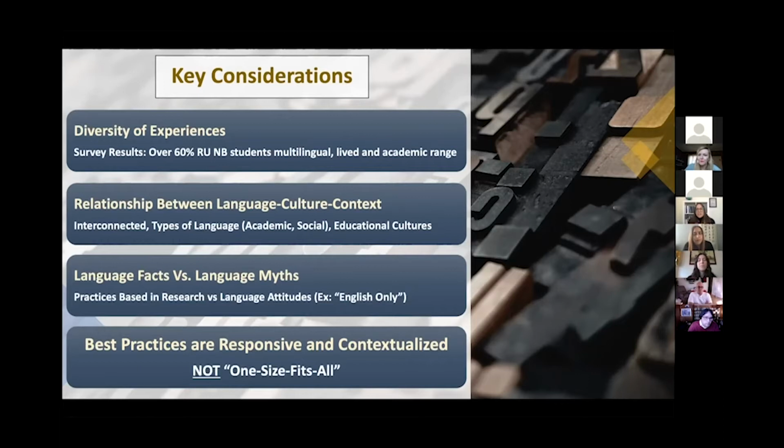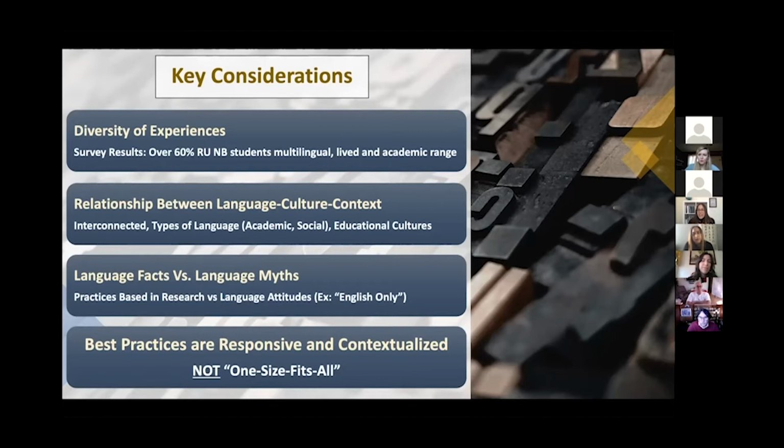So it's important to understand the background and experiences of students. For example, students new to the United States will also be new to the language of learning and the educational culture, relationships between peers, and expectations in the classroom. And I'd like to also highlight the different registers of language as well, social language as well as academic languages.